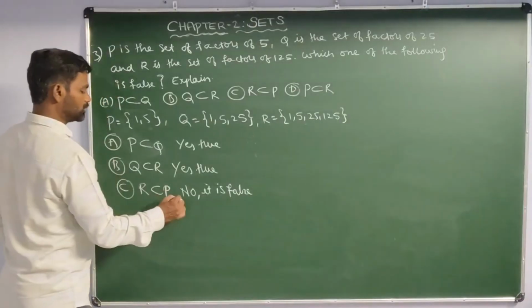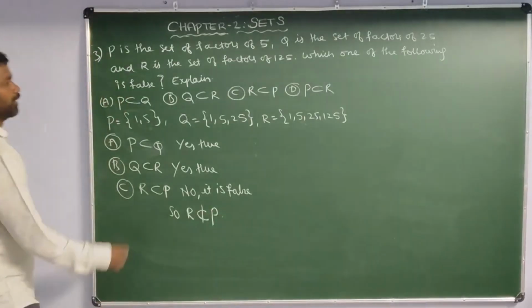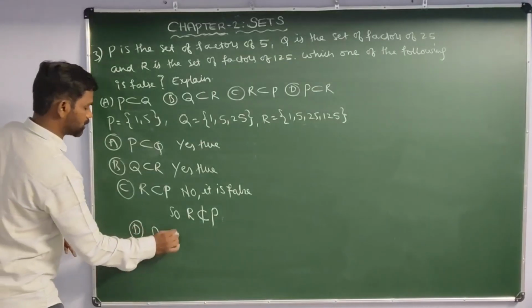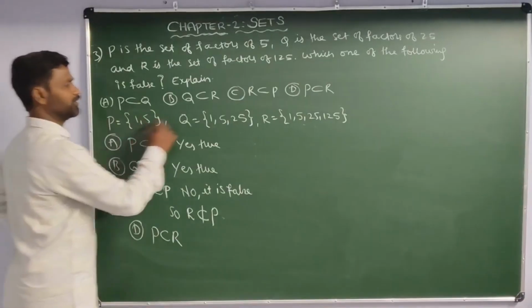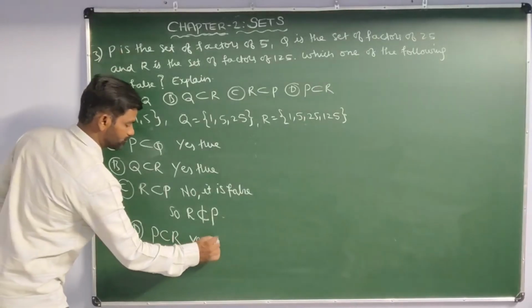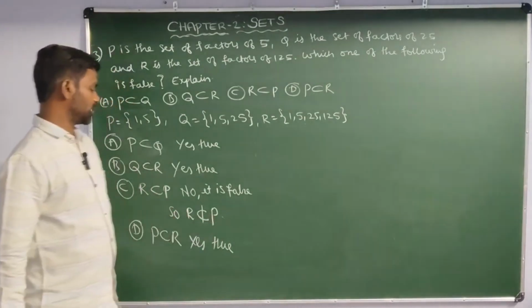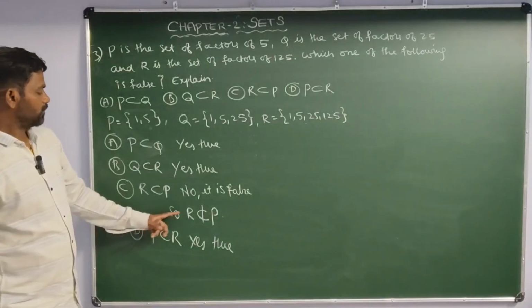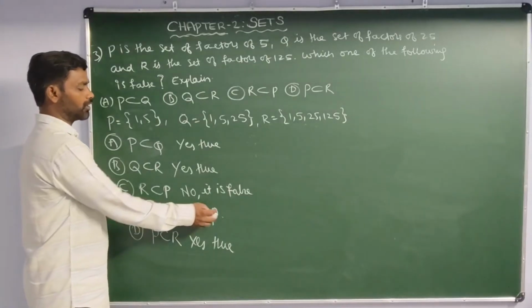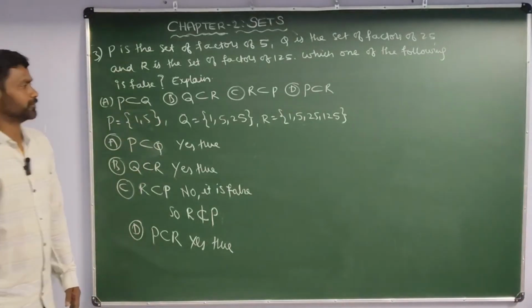So R is not a subset of P. Next, D1. What is D? P is a subset of R. P elements are 1, 5 and R elements are 1, 5, 25, 125. Yes, it is true. So R is not a subset of P, so this is the false one. Why is it false? Because the elements of R are not available in set P. That's why it is not a subset.